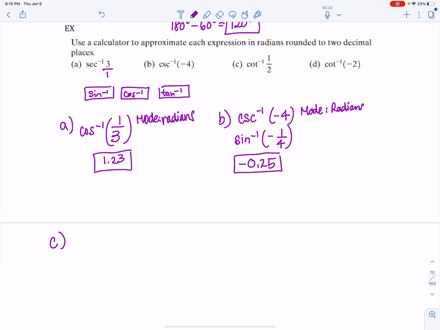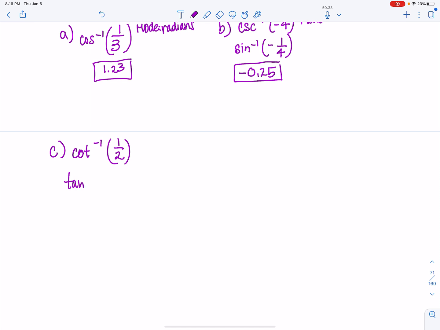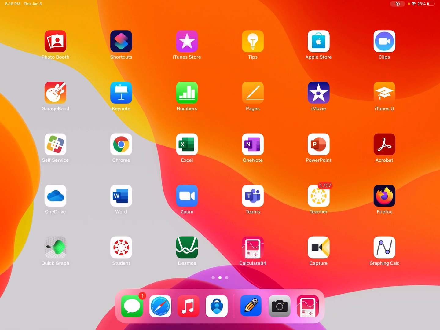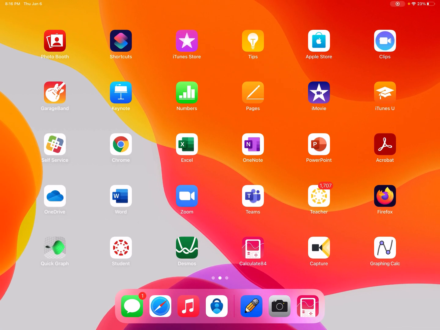And then if we do part C, it's asking us for inverse cotangent of 1/2. And once again, I don't have a button that will allow me to do this, but I do have the reciprocal function of tangent. So if I flip over 1/2, I get 2. So let's go ahead and find the inverse tangent of 2. And the answer is 1.11, and that's rounding to 2 decimal places. So 1.11.